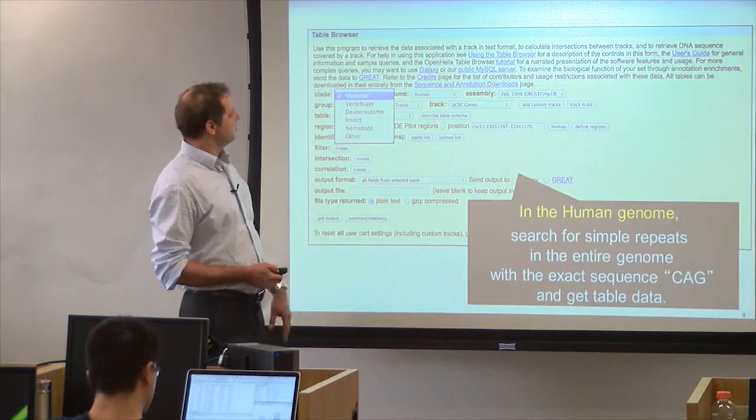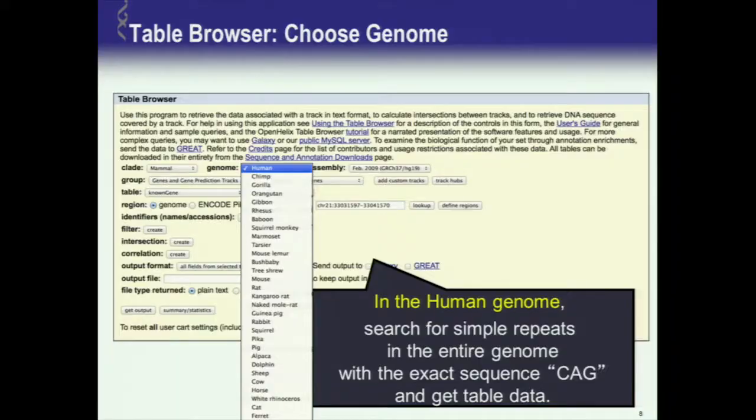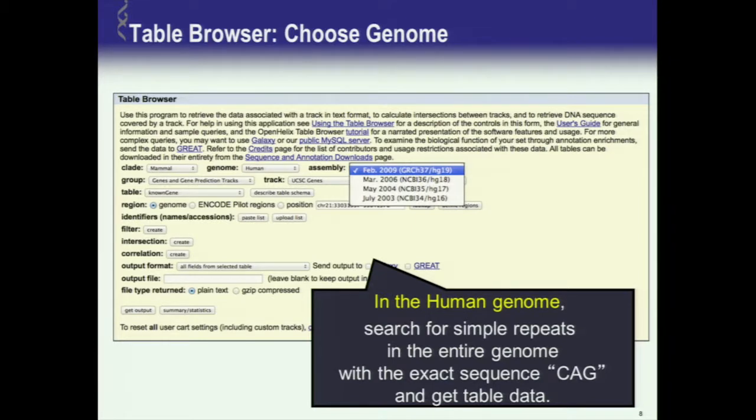So we choose our genome. Obviously, we want mammal. We want human. We're going to do this in HG19, but we could equally do it in any other build. Depends what other data you may want to incorporate. And I say we're searching for simple repeats with a CAG motif.